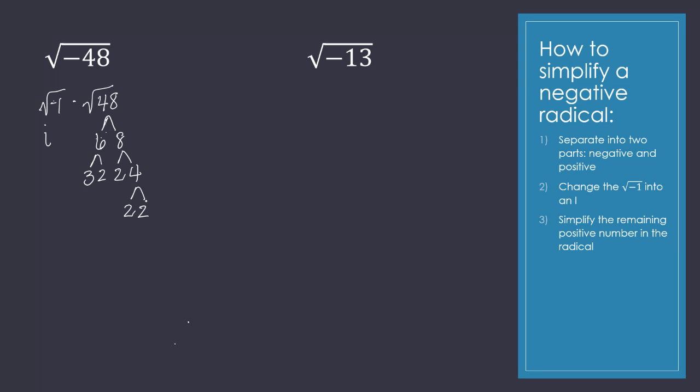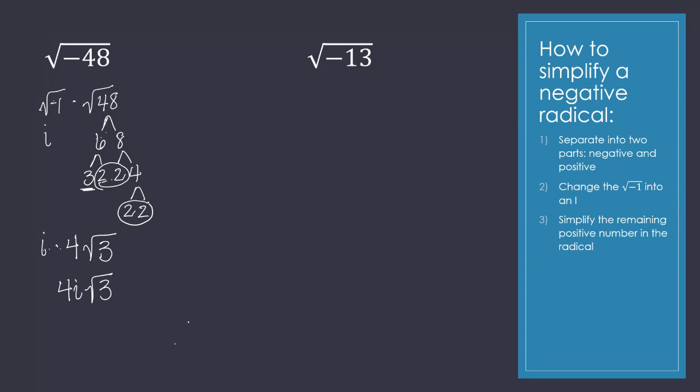Again, I'm looking for pairs. So I have a pair here, and I have a pair here. That gives me 2 2's outside, which is 4. And then the only thing I have left inside my square root is a 3. Now, remember I still have that i there, so i times 4 square root of 3 is 4i square root of 3.